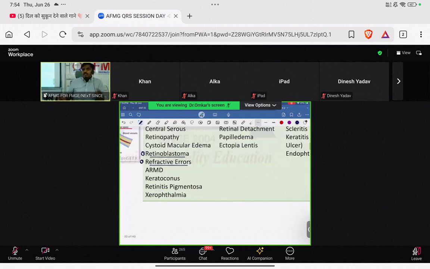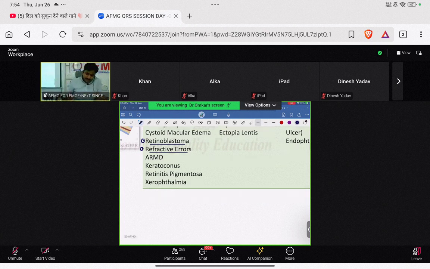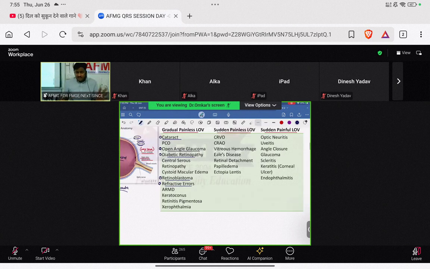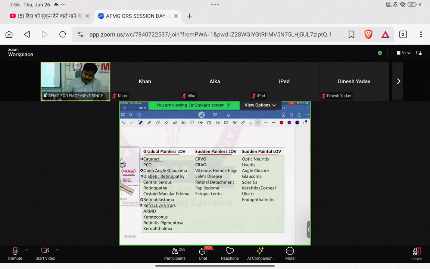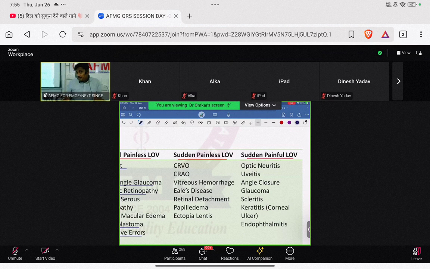Next is keratoconus. We know here the shape of the cornea becomes conical beta, so that will lead to definitely beta a gradual painless loss of vision. Next is retinitis pigmentosa, a condition where there is damage to the photoreceptors, that is rods and cones, due to which slowly the patient will develop painless loss of vision. And last is xerophthalmia, that is vitamin A deficiency, that also leads to a gradual painless loss of vision.